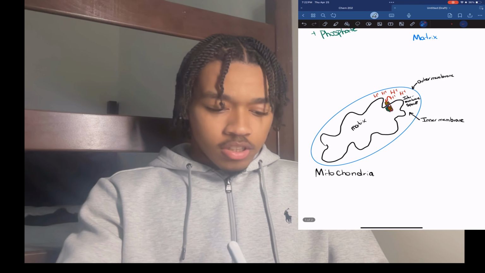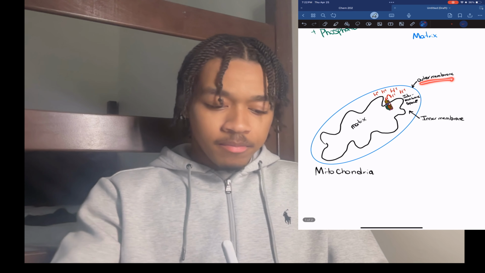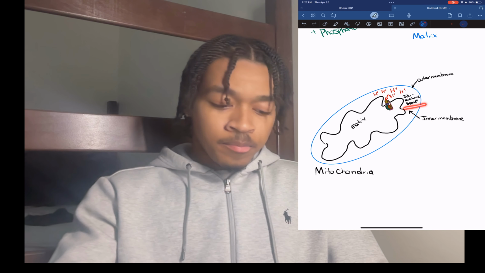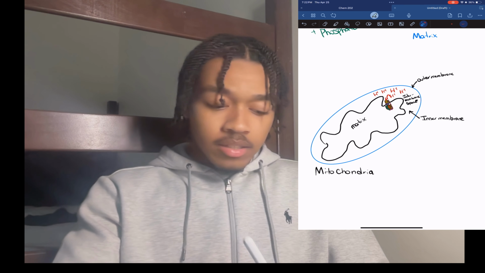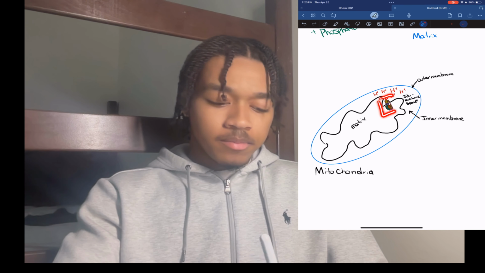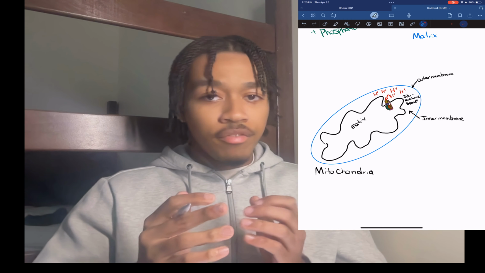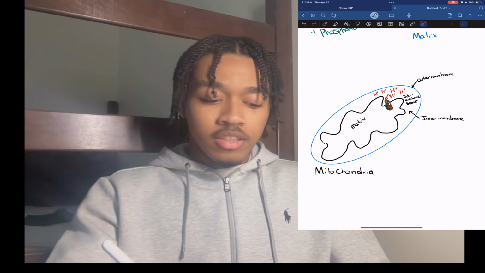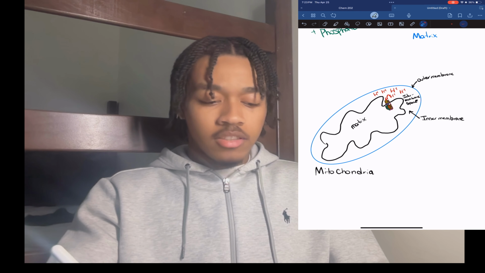Shown right here, I've drawn a diagram of the mitochondria and its structure. So we have the outer membrane, the inner membrane, and between that is the intermembrane space. Inside of the inner membrane lies the matrix, and on the inner membrane lies our ATP synthase, which is between phospholipids.